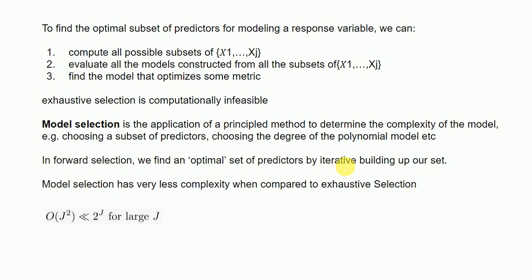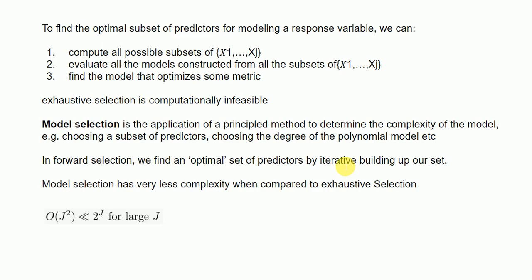The topic is model selection. To find the optimal subset of predictors for modeling a response variable, we can do the following steps. Compute all the possible subsets ranging from 1 to z of x, evaluate all the models constructed from all the subsets, and find the model which is optimized.